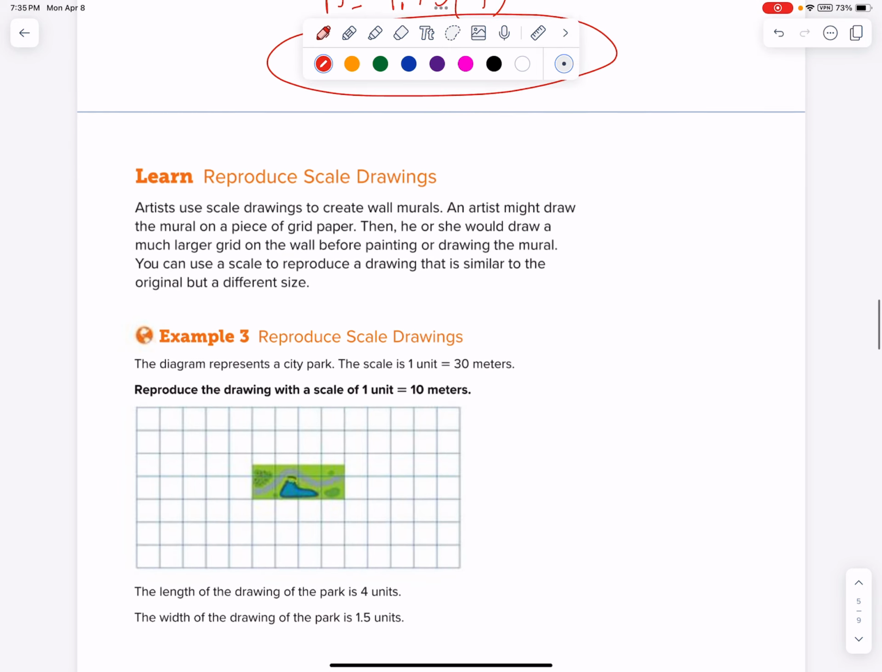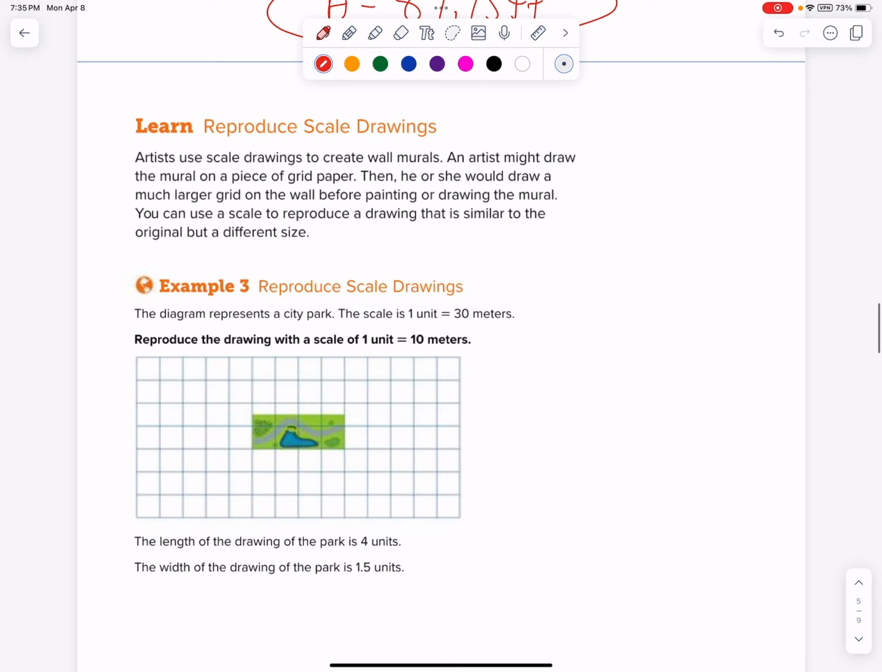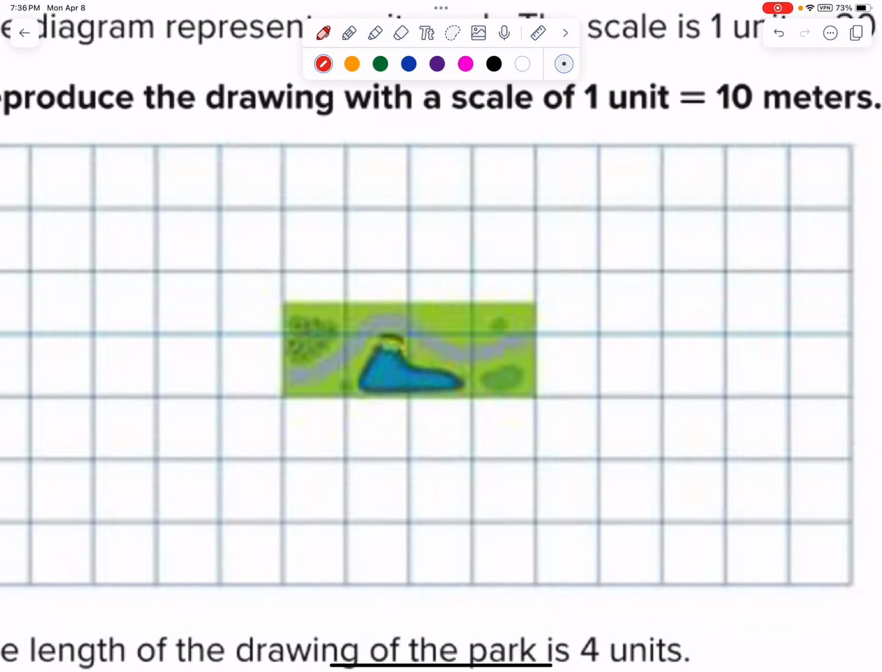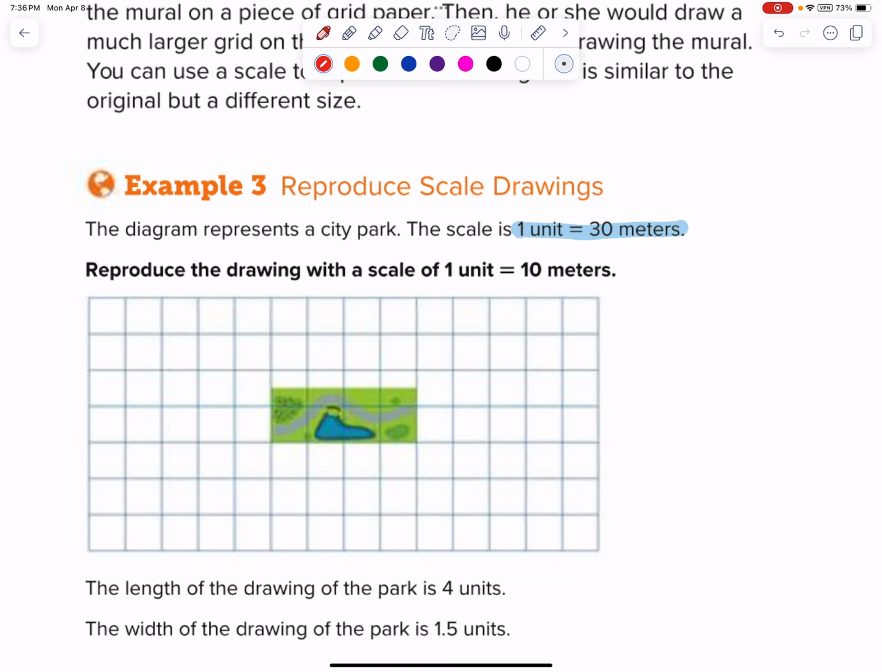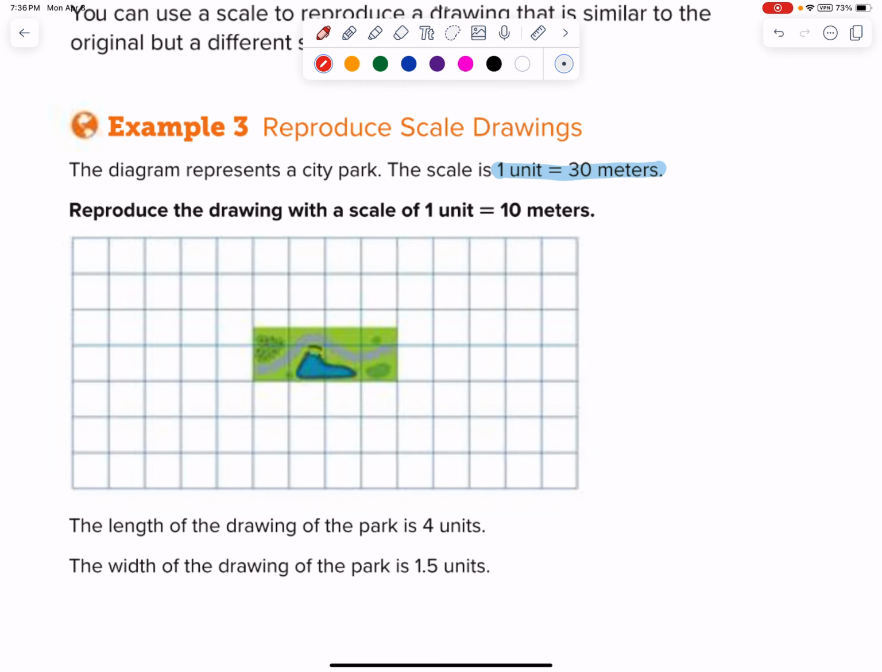All right, reproducing scale drawings. So we can look at this a couple ways. Let's go ahead and tackle this. Basically, we have a scale drawing, and it is in the scale of 1 unit equals 30 meters. Okay, so that's your ratio, 1 to 30. 1 unit equals 30 actual meters. They want you to reproduce the drawing with a scale of 1 unit to 10 meters. So they want you to change the scale for this.